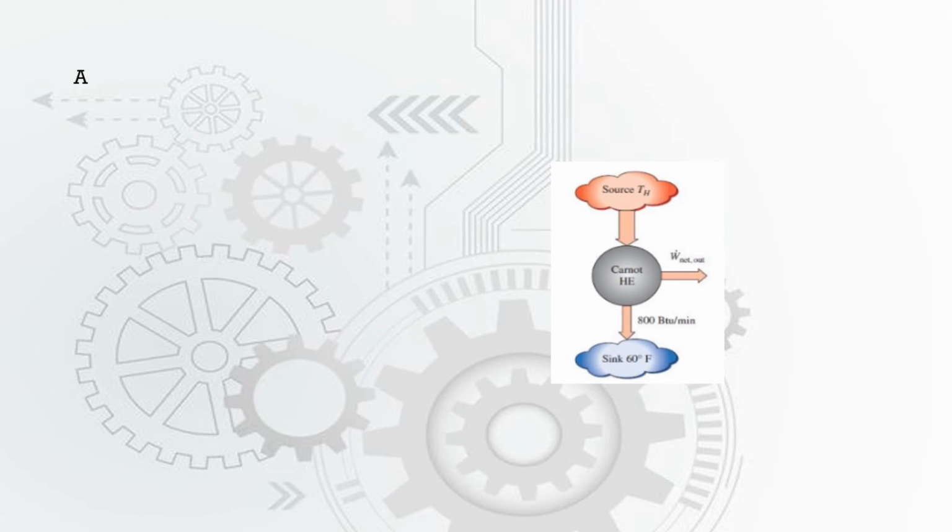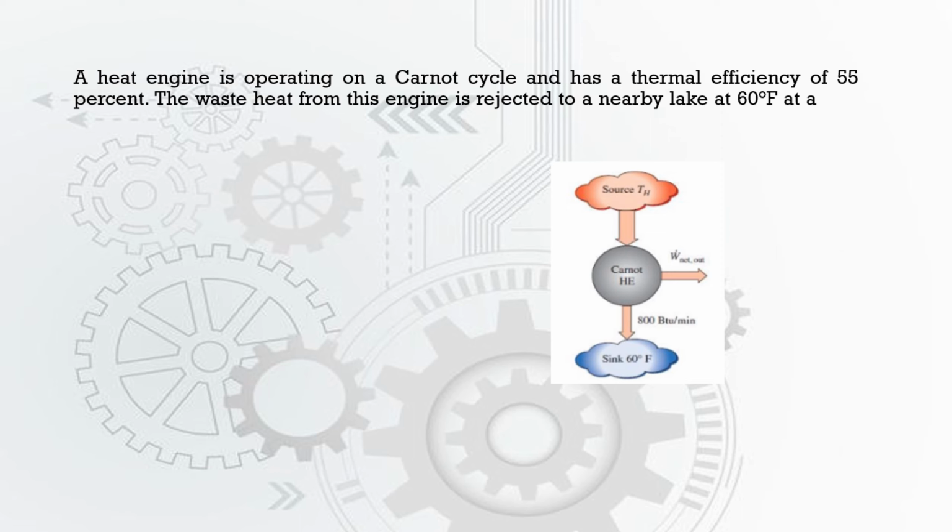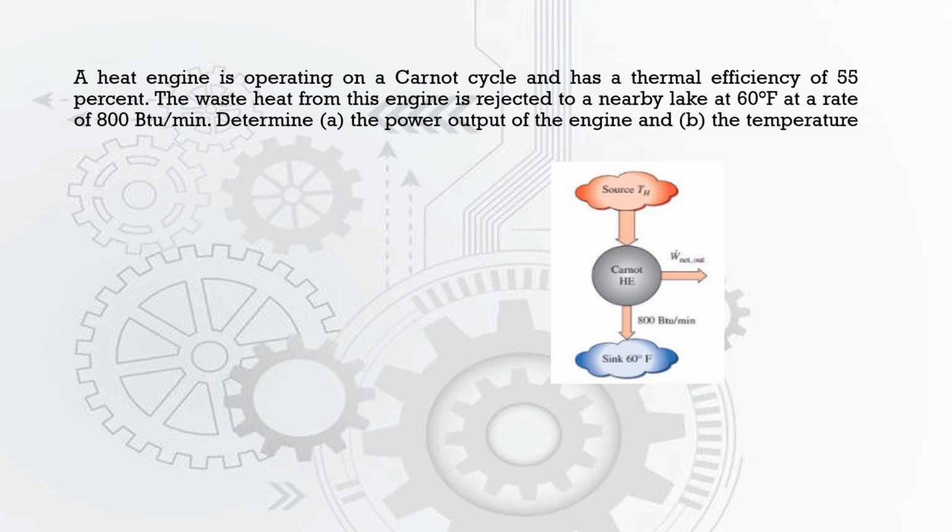The problem is, a heat engine is operating on a Carnot cycle and has a thermal efficiency of 55%. The waste heat from this engine is rejected to a nearby lake at 60 degrees Fahrenheit at a rate of 800 British thermal unit per minute. Determine the power output of the engine and the temperature of the source.